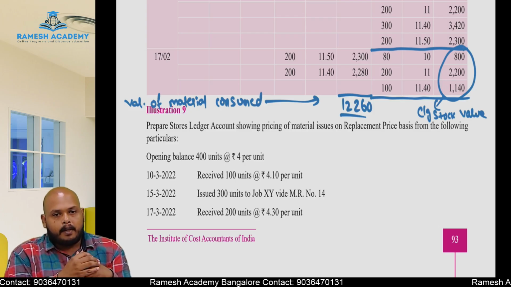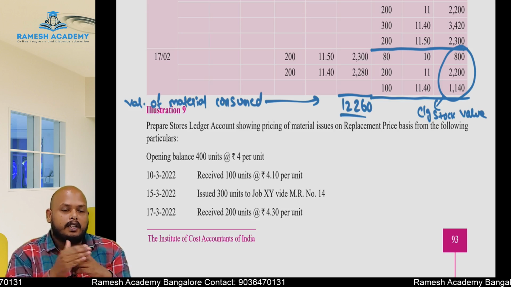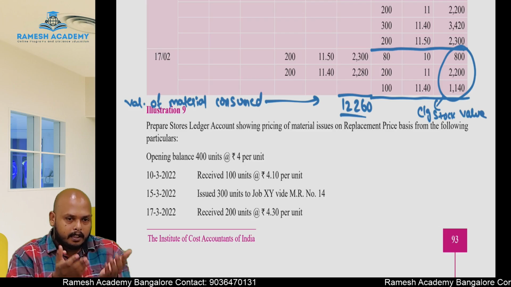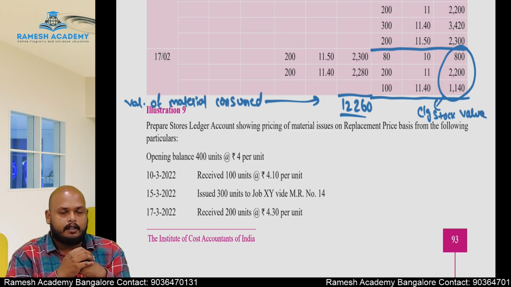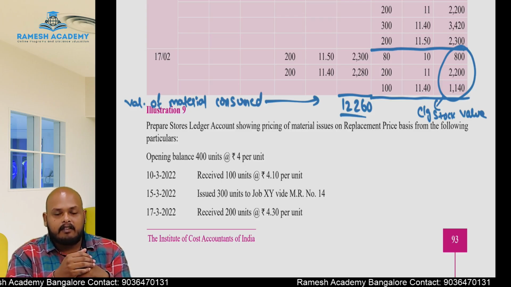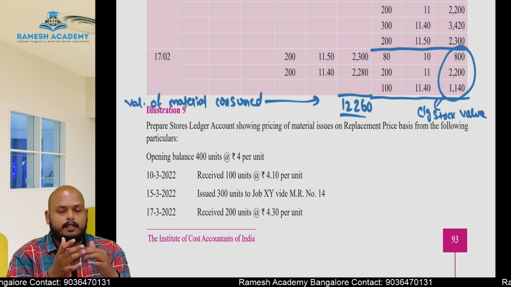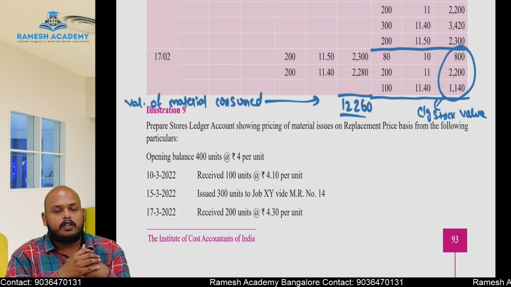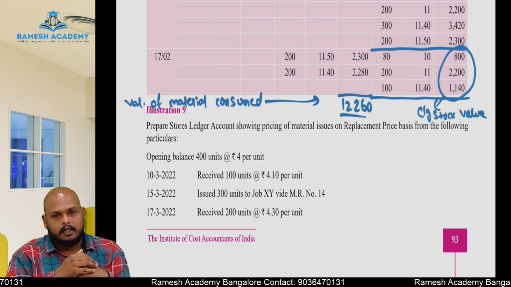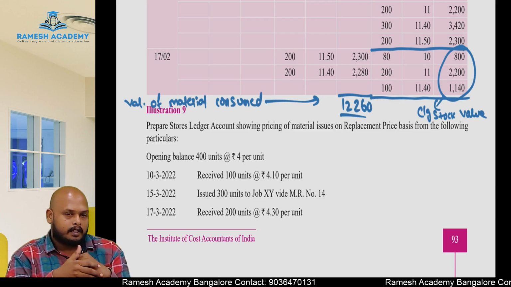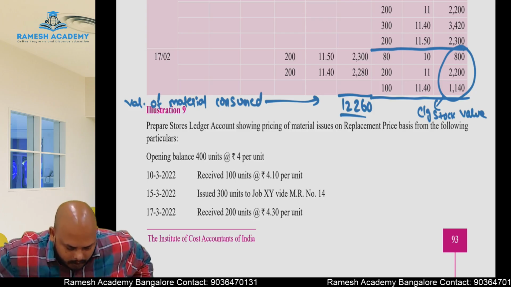Next, FIFO method, first in, first out. What do you mean by this? First in, first out is nothing but whatever raw materials we receive first, that should be issued first. What do you mean by LIFO method? Last in, first out. The raw materials which we receive last, we should issue first. That we call the last in, first out method. Next, let us move on to the next question.